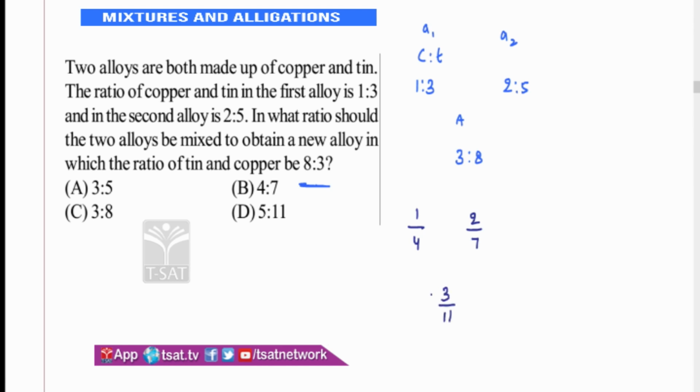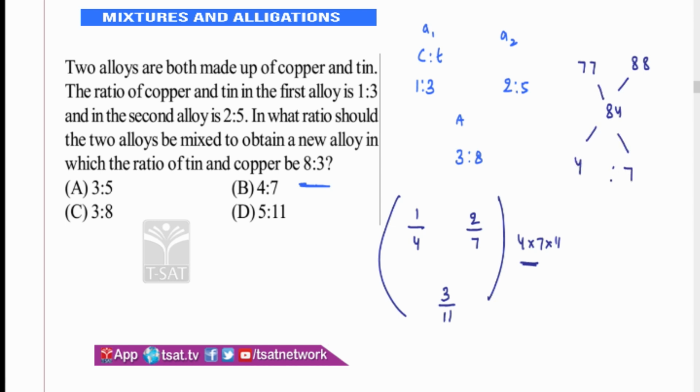3/11. You can subtract and check it, or else multiply everything by 4 into 7 into 11. If I multiply everything by 4 into 7 into 11, the first one will be what? 4 4 cancel, 7 times 11 is 77. The second one: 7 7 cancel, 44 into 2 is 88. The third one: 11 11 cancel, 28 into 3 is 84. So the difference is 4 here. How much is the difference here? The difference is 7. So you're adding them in 4:7 ratio.